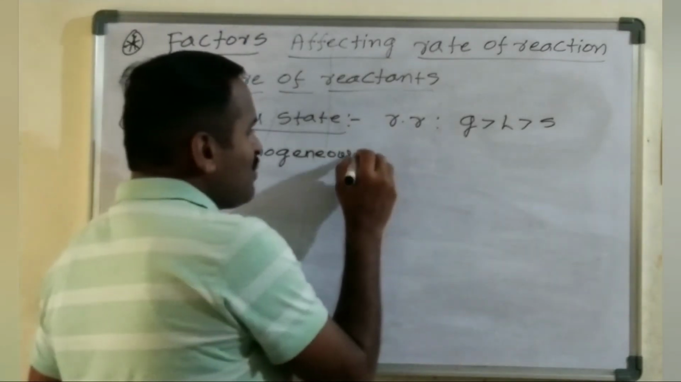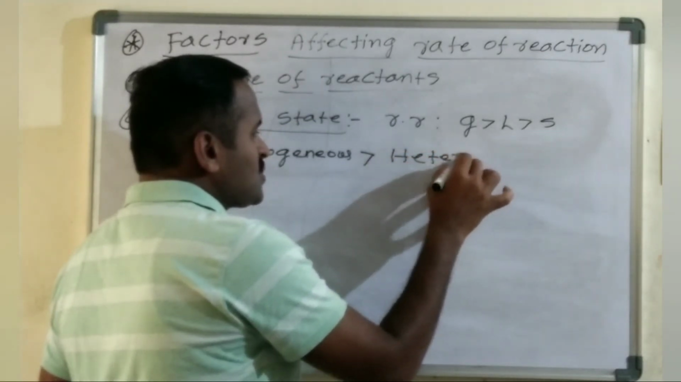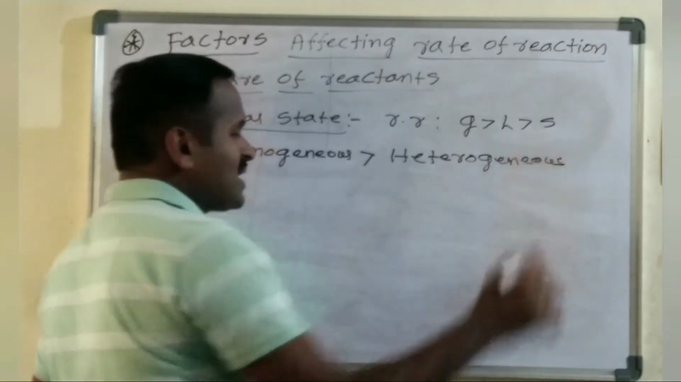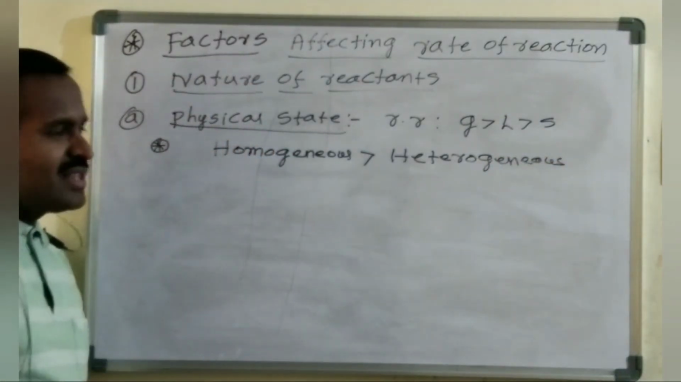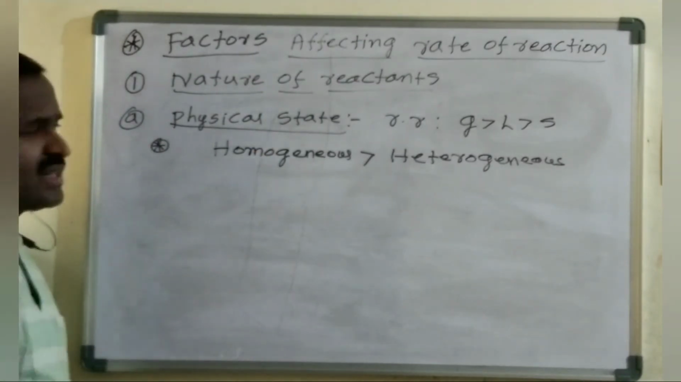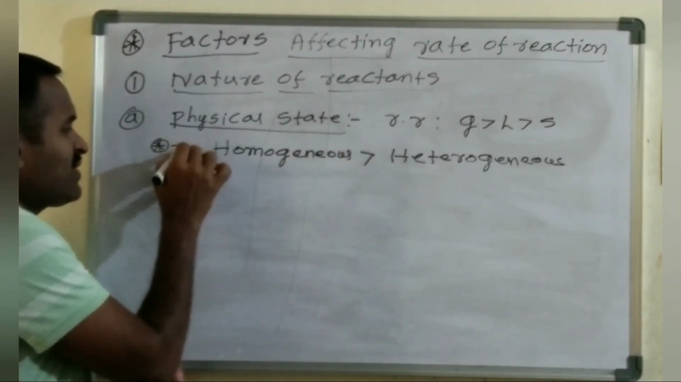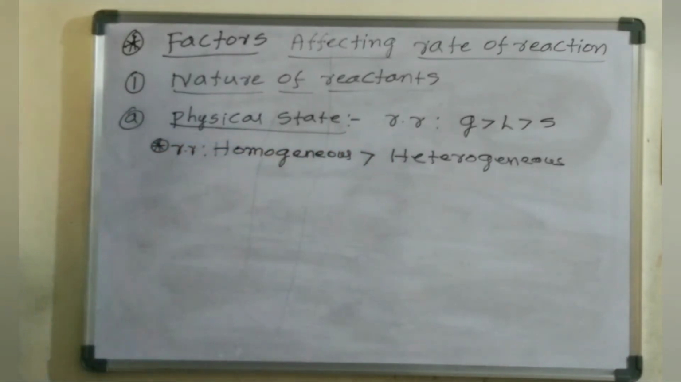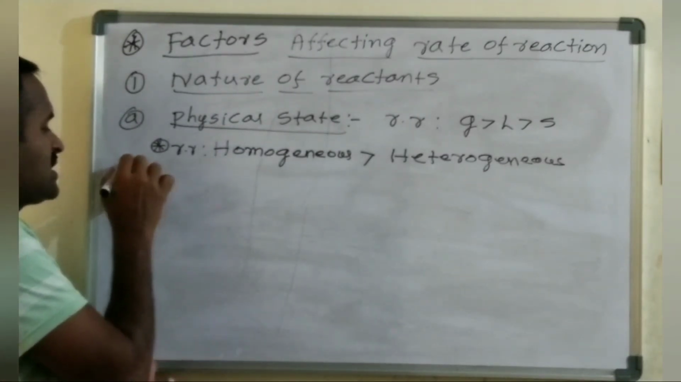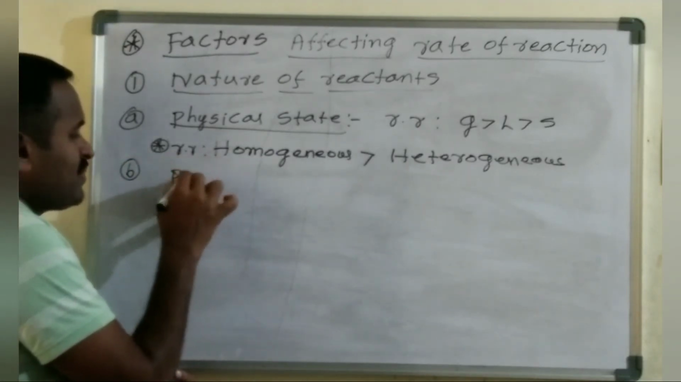Definitely it will make more collisions compared to the heterogeneous. Heterogeneous is nothing but one reactant is in one physical state and another reactant is in another physical state, then we can call it heterogeneous. In homogeneous we found that more collisions take place. That's the reason I can write here: rate of reaction is generally higher for homogeneous, followed by heterogeneous. And the second one is particle size.